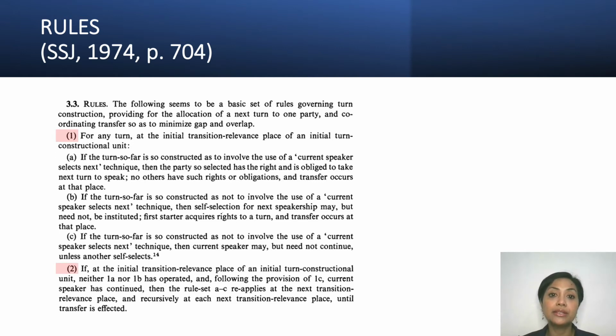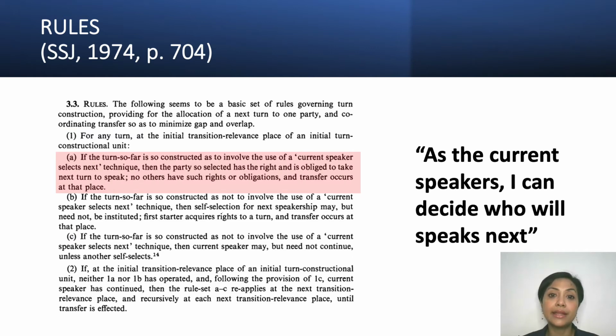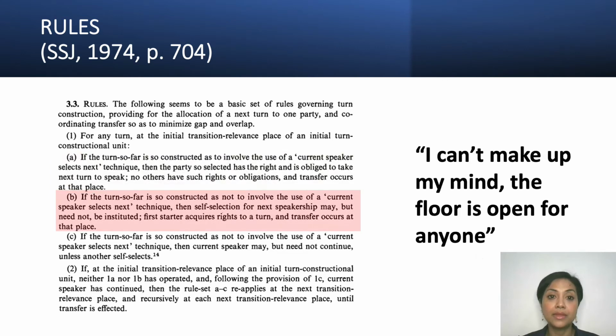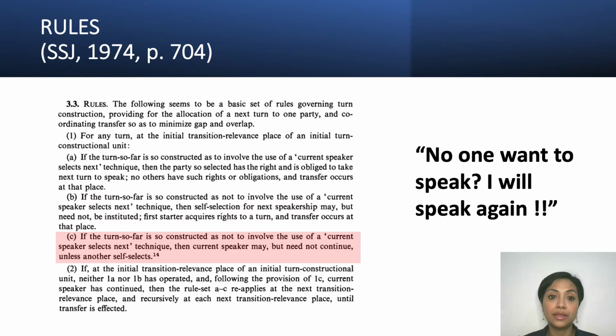At the highest level, the rules consist of 2: Rule 1 and Rule 2. And Rule 1 consists of 3 subsets, Rule 1A, 1B, and 1C. Rule 1A basically says that a current speaker in a conversation has the authority to select the next speaker. And once a person has been selected as the next speaker, he or she has the ultimate authority to speak next. Rule 1B basically says that if the current speaker does not select the next speaker, any speaker can take the floor. Rule 1C, that option includes the current speaker.